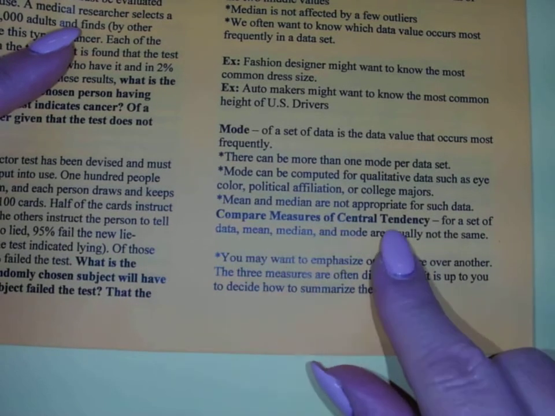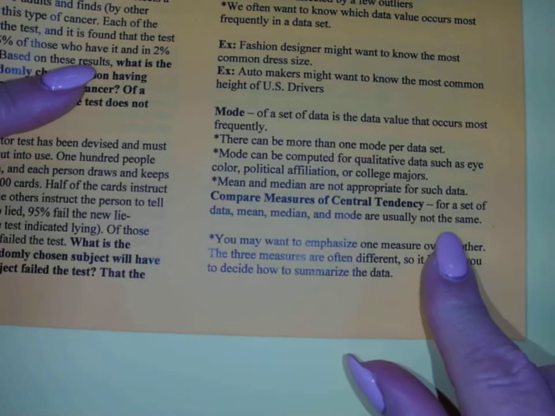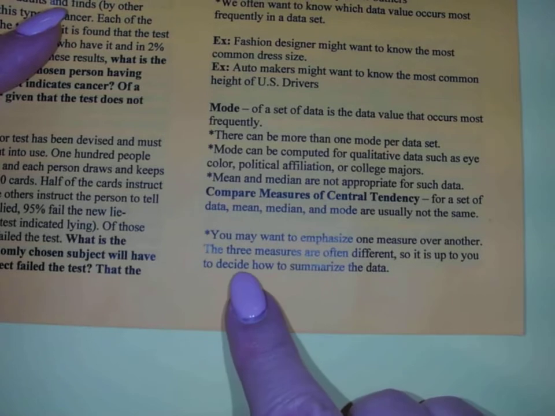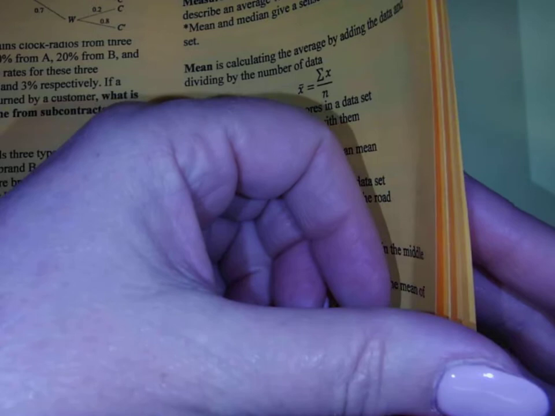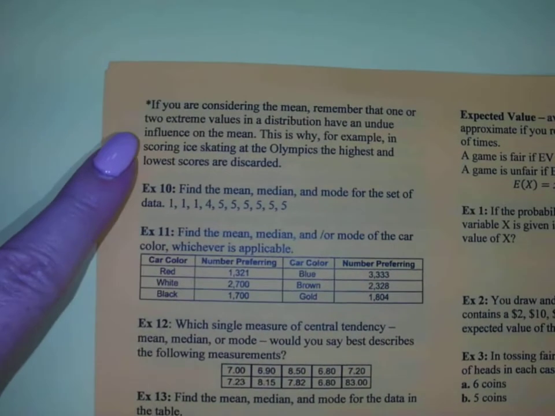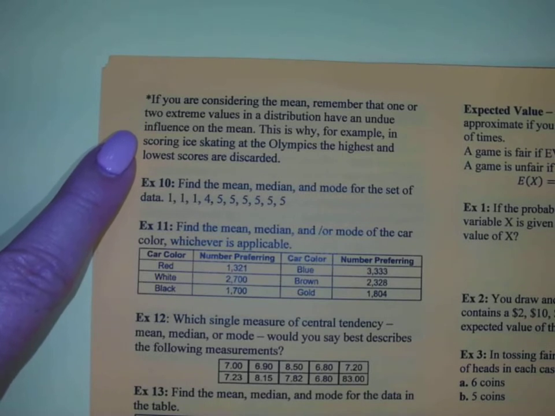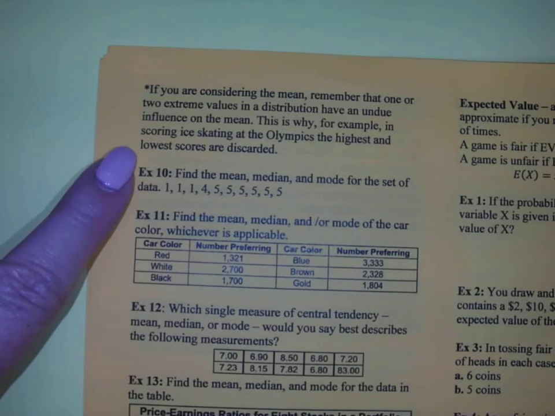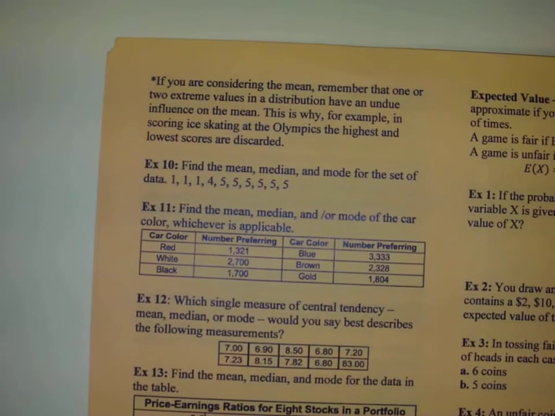So we're going to compare some measures of central tendency for a set of data. The mean, median, and mode are usually not the same. You may want to emphasize one measure over another. The three measures are often different, so it's up to you to decide how to summarize your data. If you're considering the mean, remember that one or two extreme values in a distribution have an undue influence on the mean. This is why, for example, in scoring ice skating at the Olympics, the highest and lowest scores are discarded so that we don't have to worry about those highs and lows.